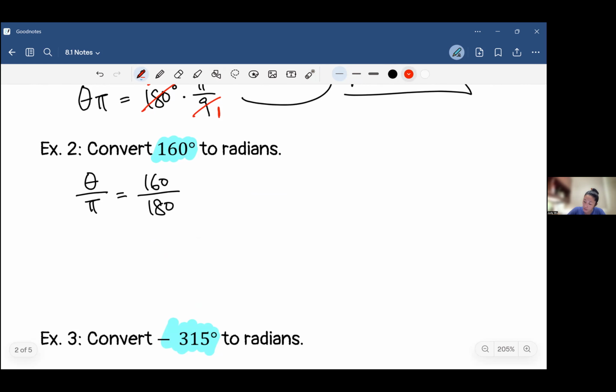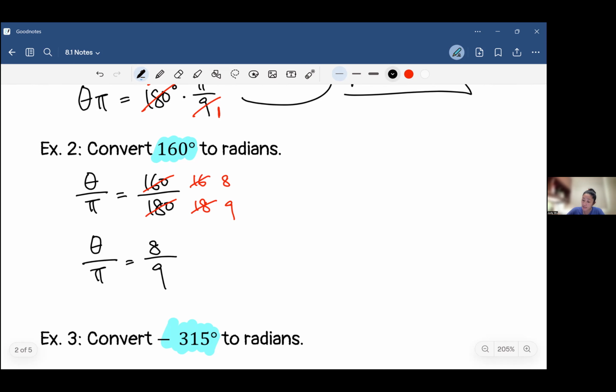So like 160 over 180, I can actually turn into 16 over 18 if I divide everything by 10. But I can actually take that again and divide by 2. So I get 8 on the top and 9 on the bottom. So what I really have is theta over pi equals 8 over 9.